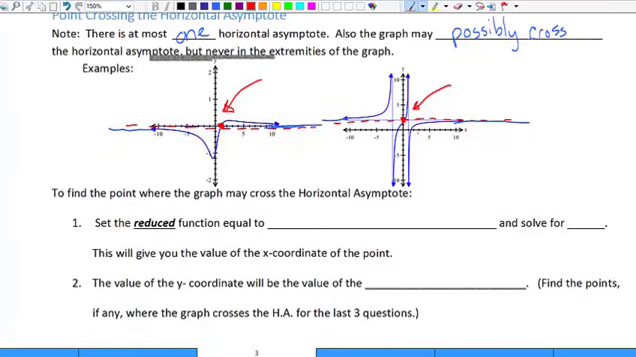So the steps for that is to set the reduced function. Make sure you reduce the function first. If it can factor and some factors can cancel out, you need to do that first. And you're going to set that reduced function equal to the horizontal asymptote, the number there. And then we're going to solve for x. Now that x that we solve for will give you the x coordinate of the point. Okay, so whatever you solve for this, that's going to get you the x coordinate. The value of the y coordinate will always be the value of the horizontal asymptote.